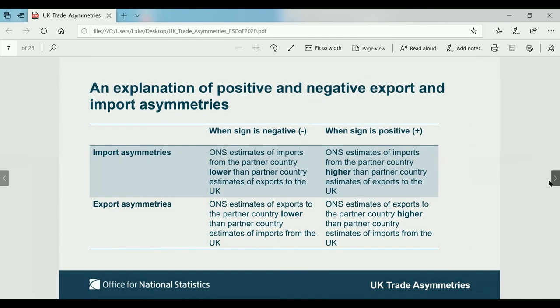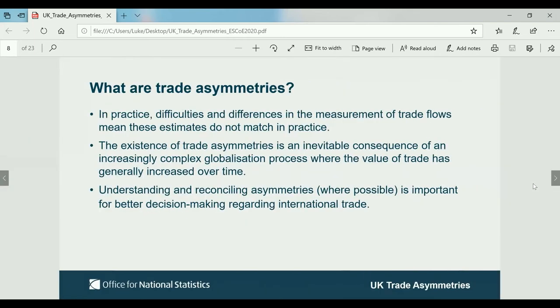So very briefly, I won't go too much into this, but you can see that we calculate both positive and negative asymmetries. And when the sign is negative, that means the partner country estimate or the mirror data are higher than the UK estimate. And when the sign is positive, the UK estimate is higher than the partner country estimate. So that's a little on the theory of trade asymmetries.